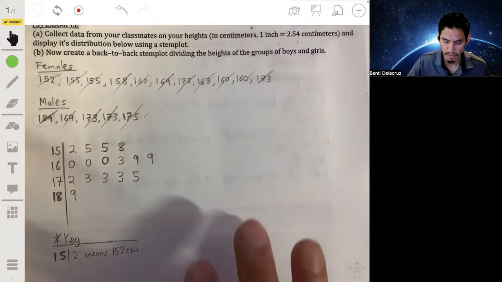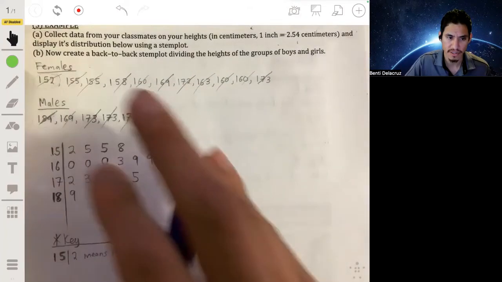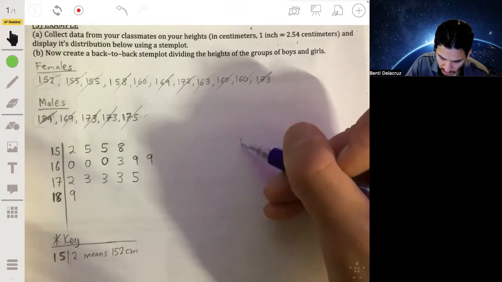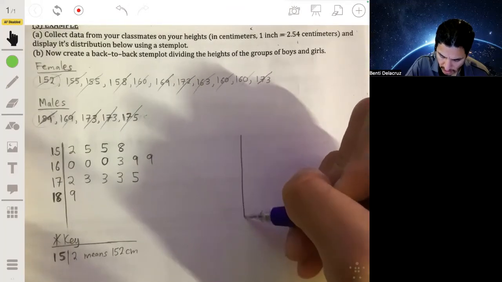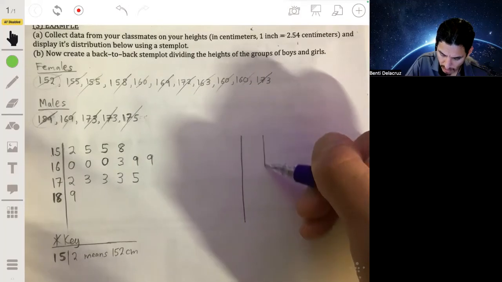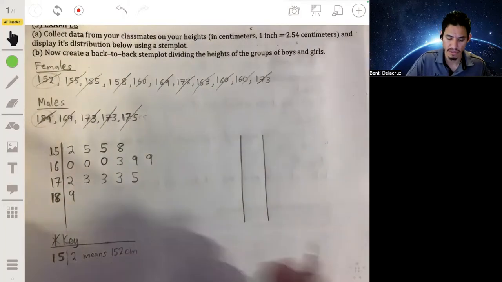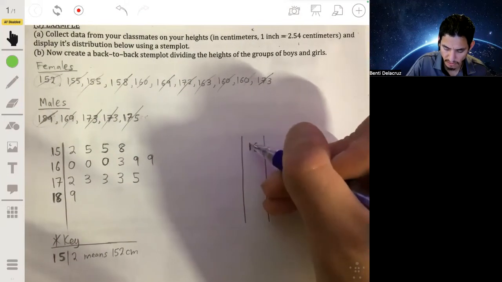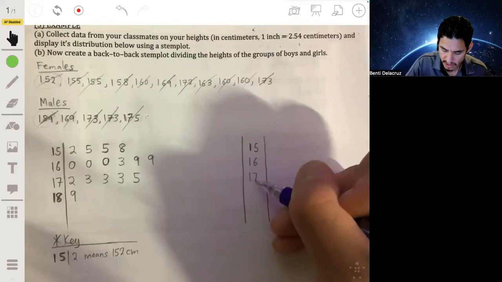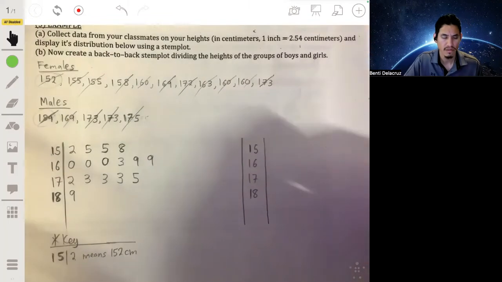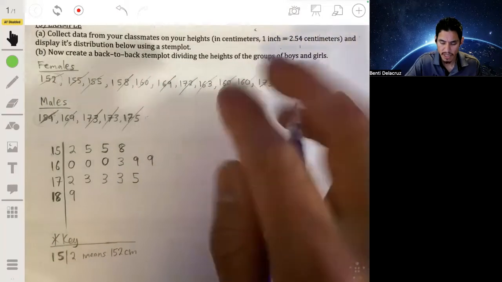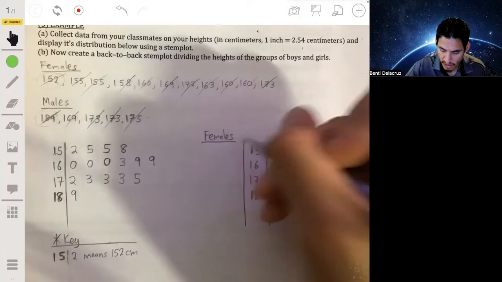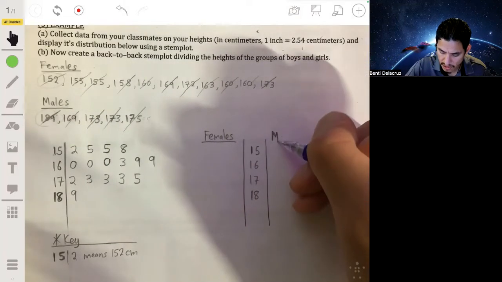Now what I'm going to do is make a back-to-back stem plot with this same data. This actually is really simple, especially once you've already made one stem plot of the data. I'm going to make basically a double-sided stem. I'm still going to include the same values in the middle because I know that's what the values are going to go from. So I'm going to put 15, 16, 17, 18. And then on one side of the stem, I'm going to have one group. I'm going to put the females on the left, and on the right side, I'm going to have the males.